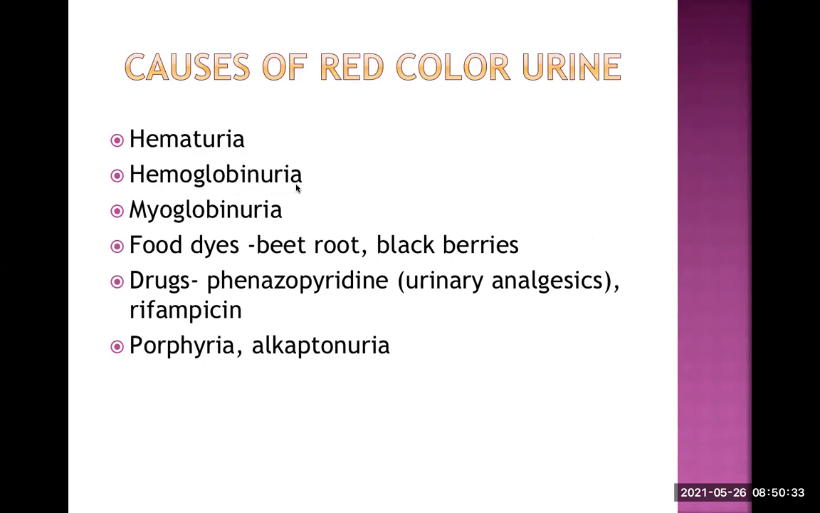Hemoglobinuria. What is the meaning of hemoglobinuria? Passage of free hemoglobin in the urine. And you all know hemoglobin is present inside the RBC, so the RBC should be ruptured first, and only then can hemoglobin come out. So hemoglobinuria is a very important finding of hemolytic anemia. Acute hemolytic anemia leads to hemoglobinuria.